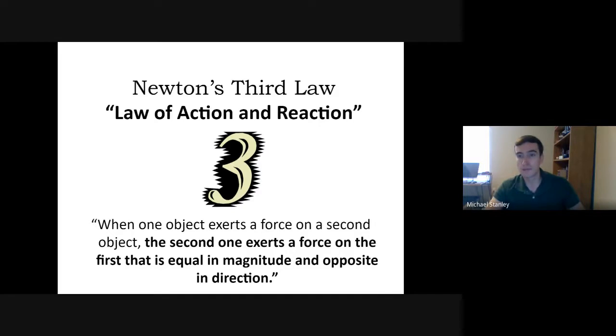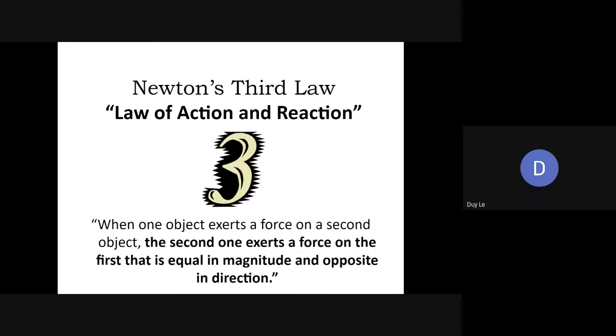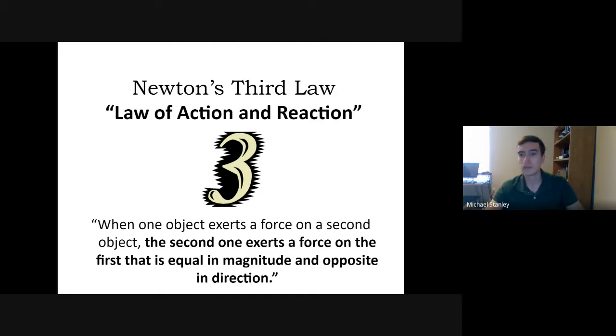equation. But is there anything that anybody has any questions about? Anything about the second law that you want a little bit more explanation on? No. All right, great. Thanks, Dewey.